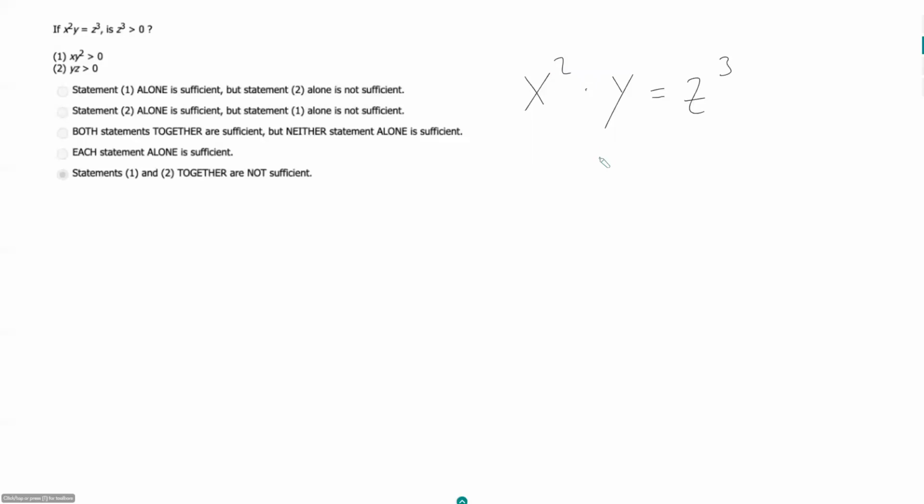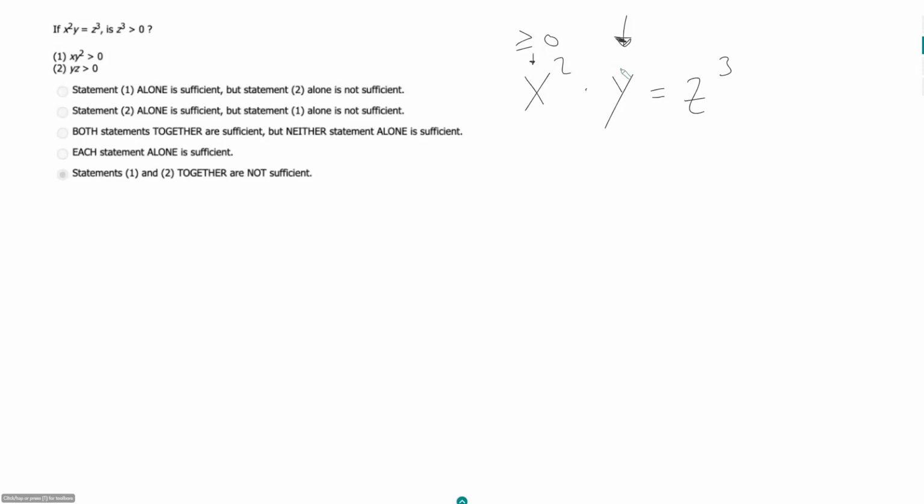So what do we know about x squared and y? When you square something, it's always got to be greater than or equal to 0. So we don't necessarily know the sign of x, but we know x squared has to be greater than or equal to 0. Y can be anything. And so y is really going to be what determines the sign for z cubed.